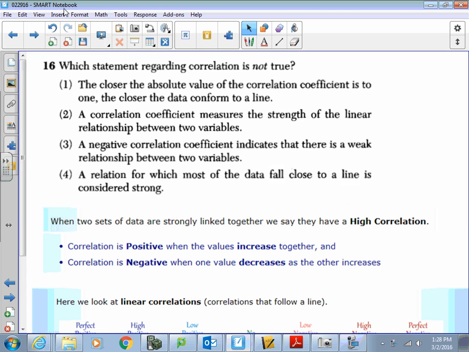All right, we're going to go over problems 16 through 20 on the exam. Let's start with number 16. Which statement regarding correlation is not true?